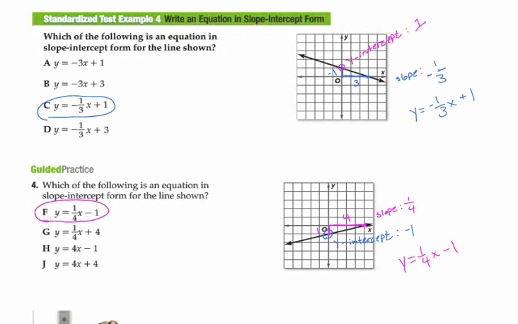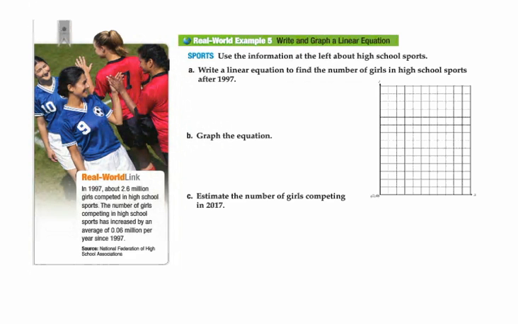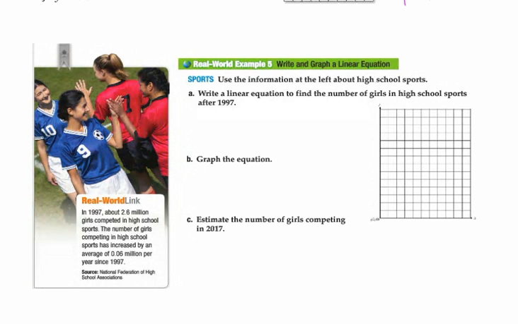Okay. All right, story problems. Looking at this, we're supposed to use the information at the left about high school sports. We're supposed to first off write a linear equation to find the number of girls in high school sports after 1997. And it says in 1997, about 2.6 million girls competed in high school sports. The number of girls competing in high school sports has increased by an average of about 6/100ths of a million per year since 1997. Okay, so we're supposed to write an equation that represents that.